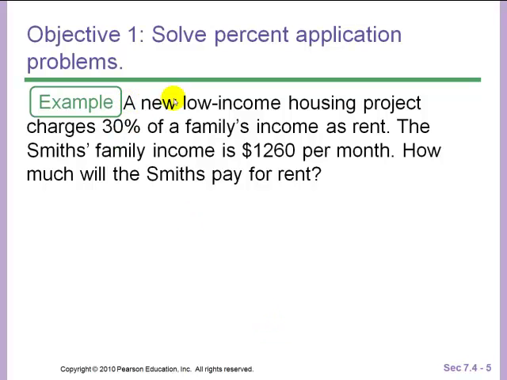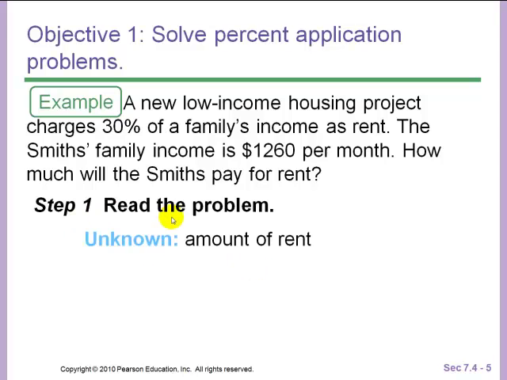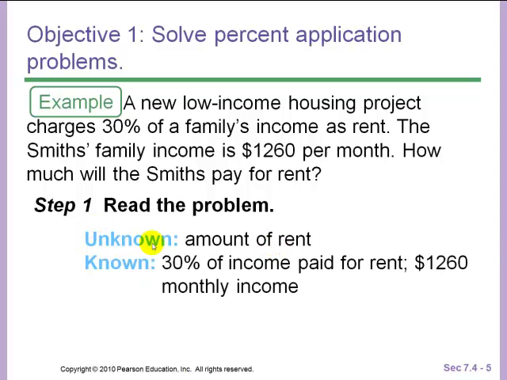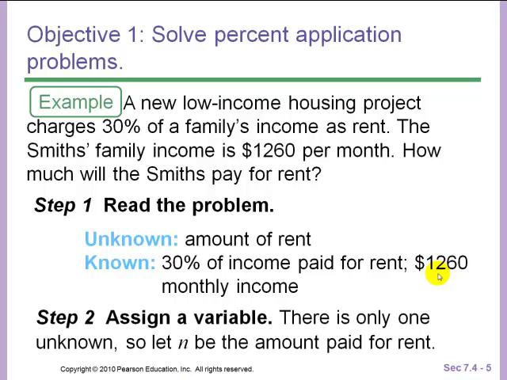Example: a new low-income housing project charges 30% of a family's income as rent. The Smiths' family income is $1,260 per month. How much will the Smiths pay for rent? We'll do it the first way using the percent equation. So first read the problem. Identify what is unknown. In this case, it's the amount of rent. Then identify the knowns. 30% of the income is paid for rent, and the income is $1,260.